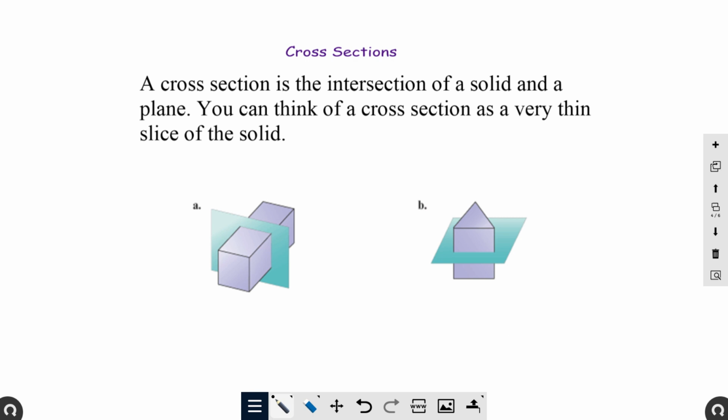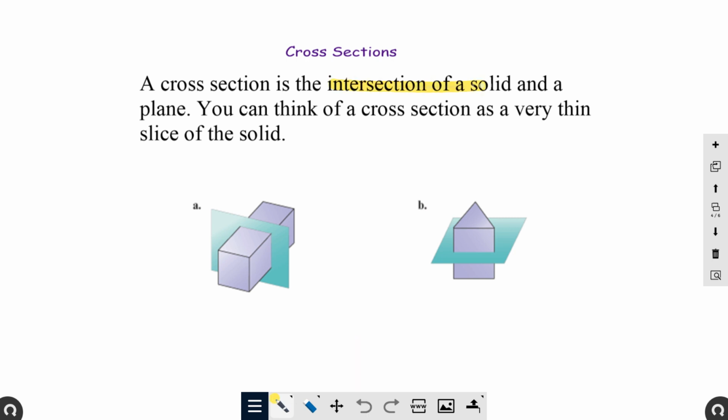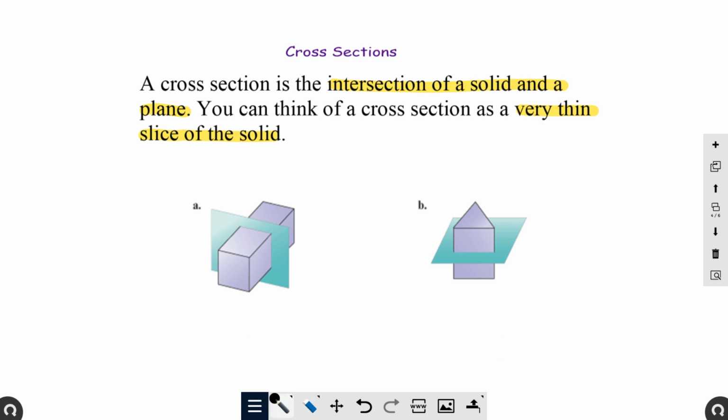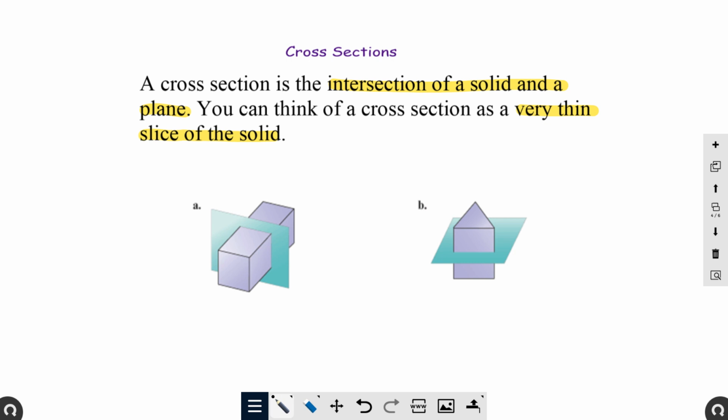But cross-section is what we are doing next. A cross-section is the intersection of a solid and a plane. Think about it as a very thin slice of the solid. When you describe a cross-section, you describe it as a 2-dimensional shape, okay?